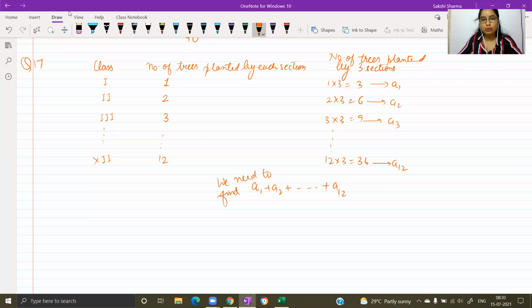You are all now aware what to do. Please write down that this is an arithmetic progression with the first term as 3 and the common difference as 3. We need to find out S12.